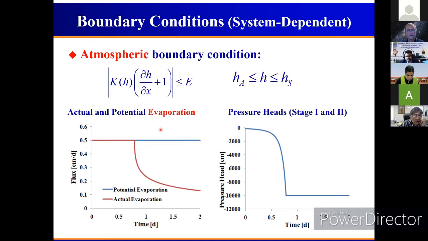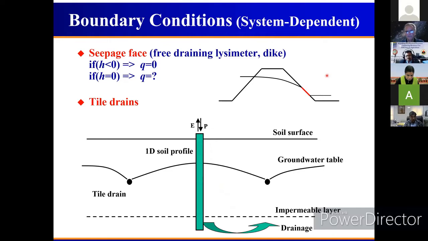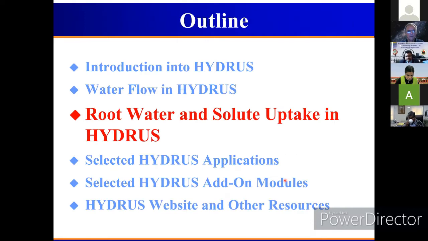There may be enough water in the profile, then the potential and actual evaporations are the same, or the soil can be dry, and then obviously actual evaporation decreases dramatically compared to potential evaporation. We have some other system-dependent boundary conditions, such as seepage phase, flow to tile drains, which can be specified in both 1D and 2D, and so on.